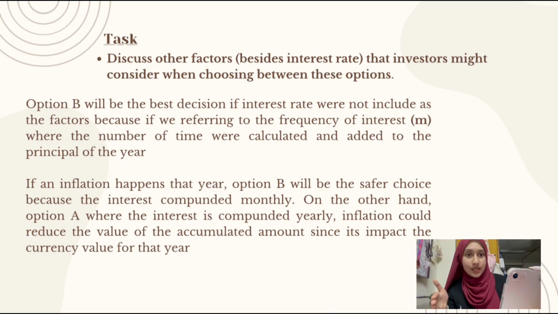So you guys can just think, in a year, if the inflation happened at the last month, at least throughout the first month, your money will not be reduced. On the other hand, for option A, where the interest is compounded yearly, inflation could reduce the value of the accumulated amount since it impacts the currency value for the year. Option B will be the best.